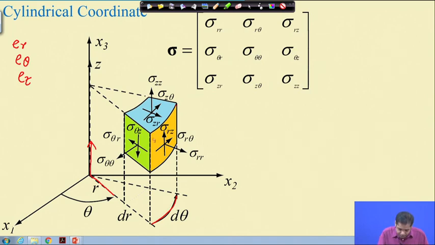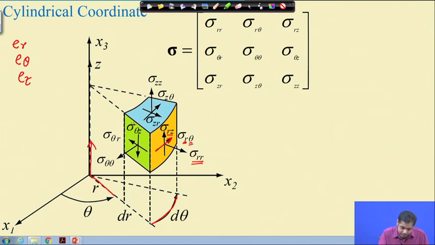Suppose this plane is normal to the r direction. We have 3 stresses on this plane: one normal stress and 2 shear stresses. The normal stress is sigma r r, because it acts on a plane normal to r, and the direction of the stress is also r. This is sigma r theta: it acts on a plane normal to r, that is the first r, and it acts in the direction of theta, that is the second index. And this is sigma r z, acting on a plane normal to r and in the direction of z.